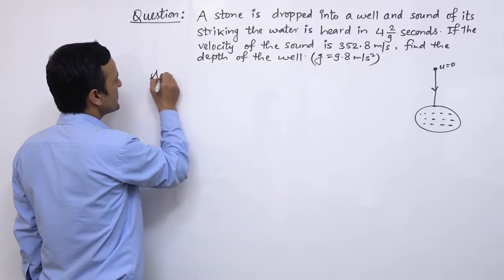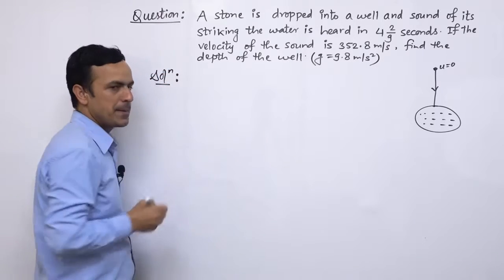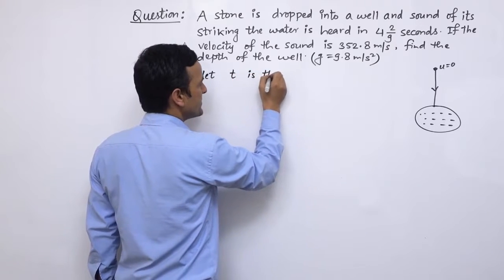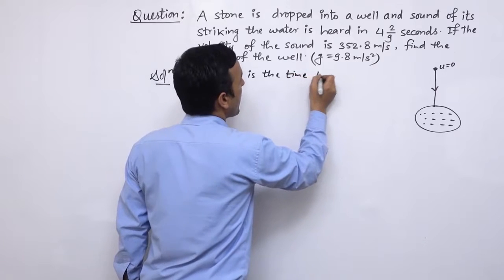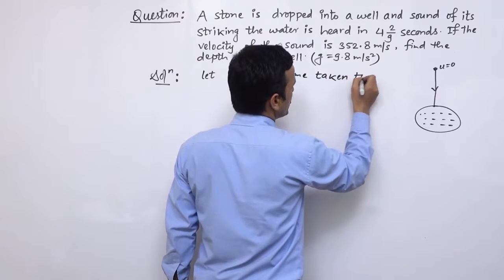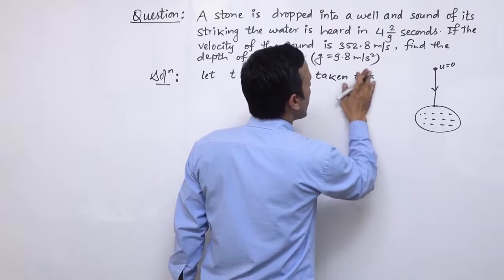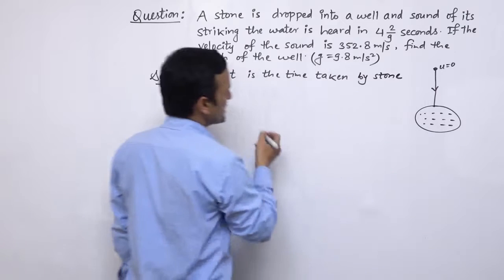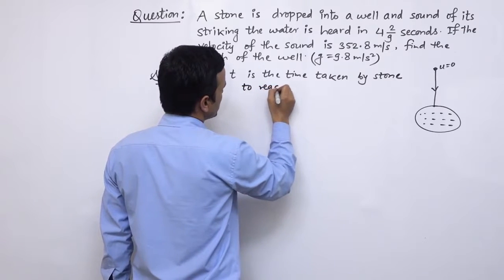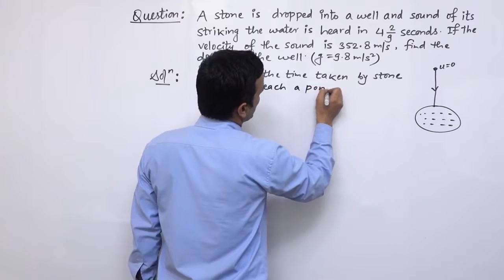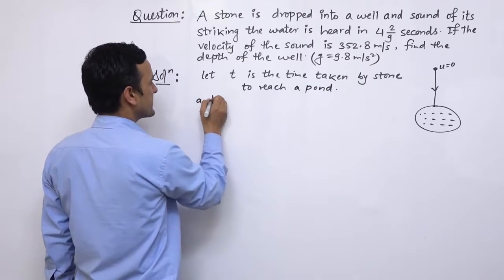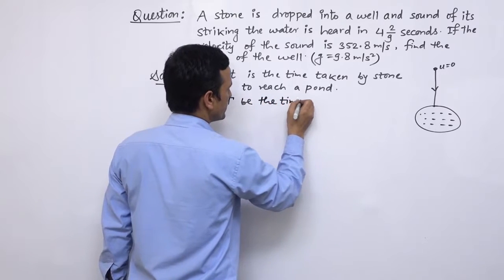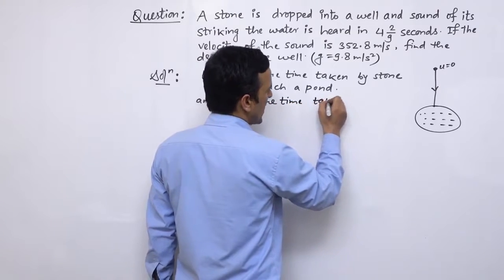So g is provided over here. So we can solve this question by letting small t be the time taken by the stone to reach the pond, and capital T be the time taken by the sound.